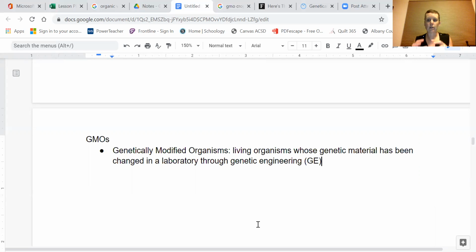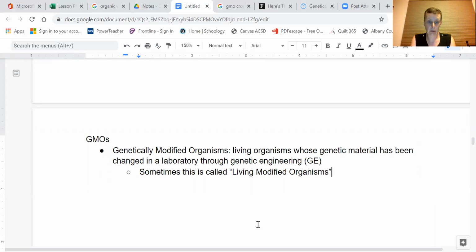So humans have specifically engineered the genes of a crop or an animal or a bacterium to be different than what they were originally. Sometimes this is called living modified organisms. So you might see LMO instead of GMO. But we're going to stick with GMO for this class.